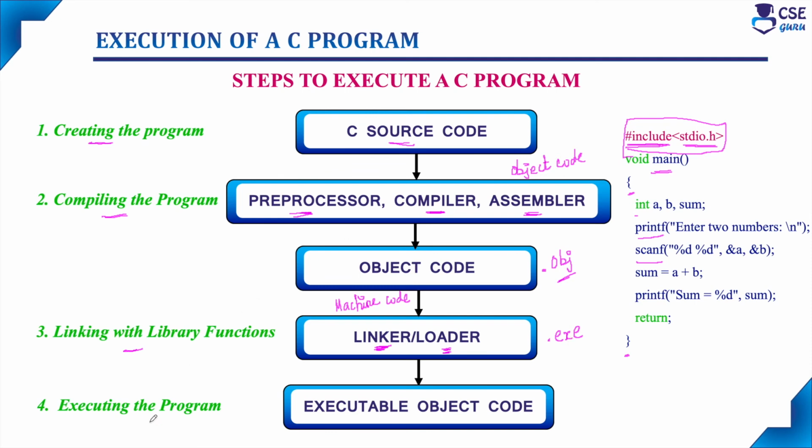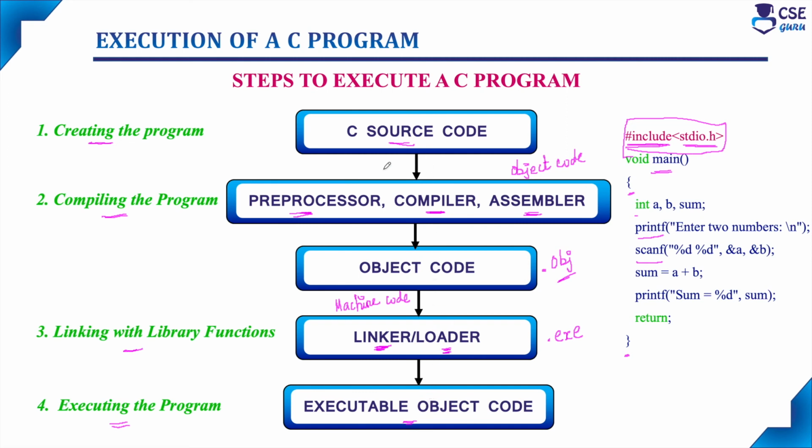Then the last step in the execution of a C program is executing the program. Now the programmer will execute the C code and check whether he is getting the proper output. After execution, the output will be sent to the console. So these are all the different stages in executing a C program.